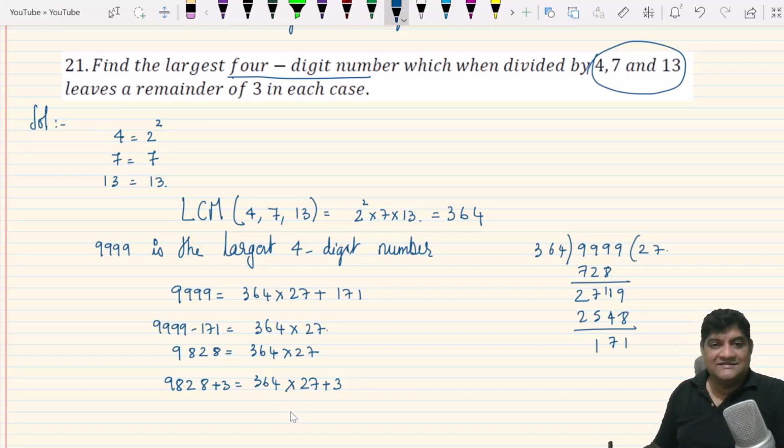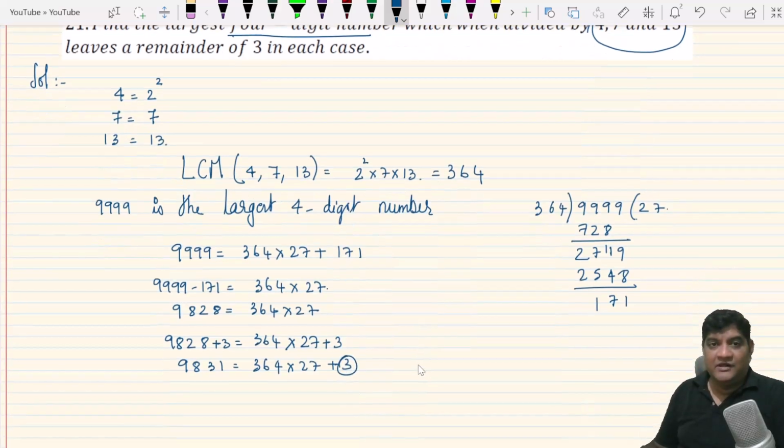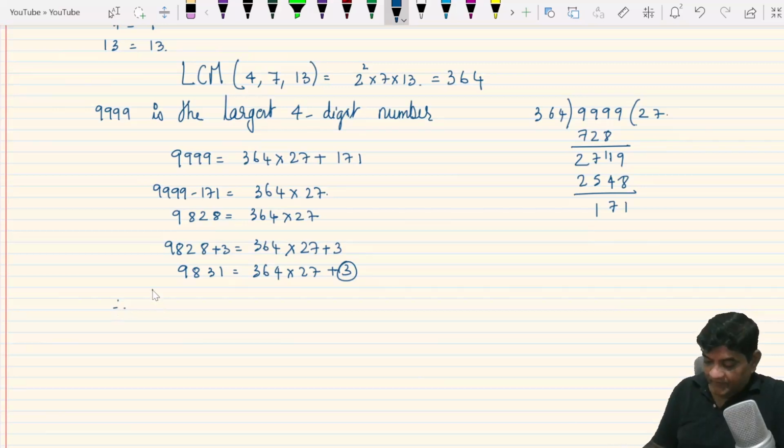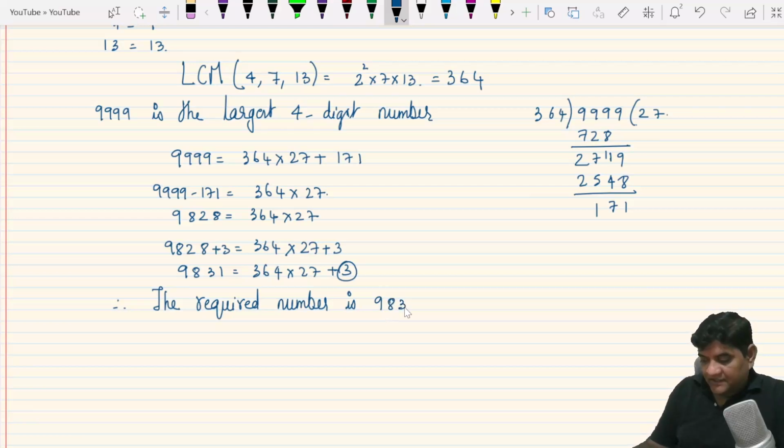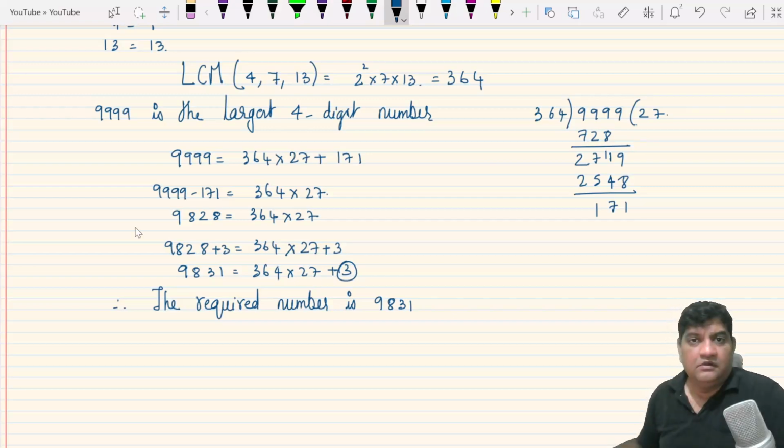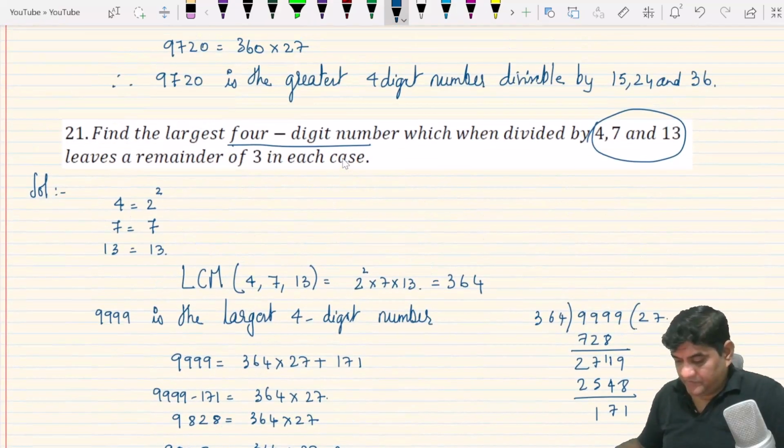Now, if you can look at this, I'm writing this as A is equal to bq plus r. So the number is 9,831, which is equal to 364 into 27 plus 3. And here is the remainder 3. Therefore, the required number is 9,831. Pretty simple. Let's look at the next one.